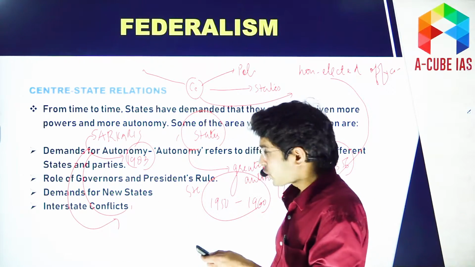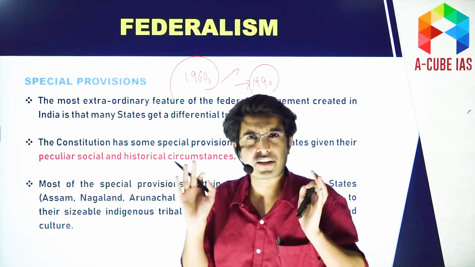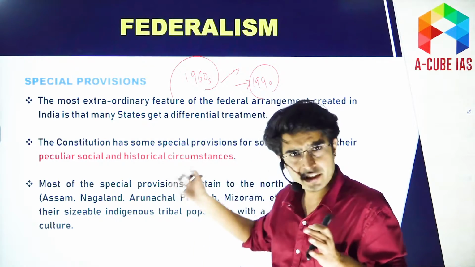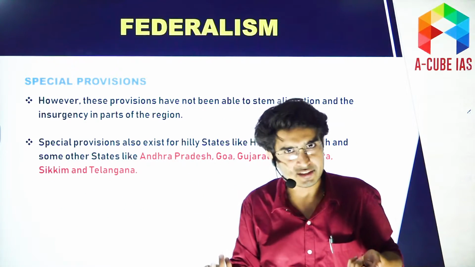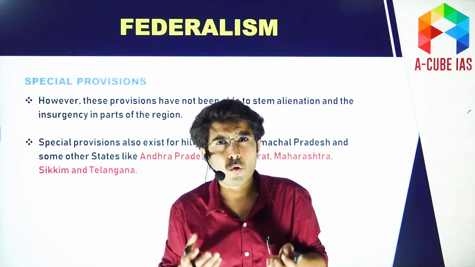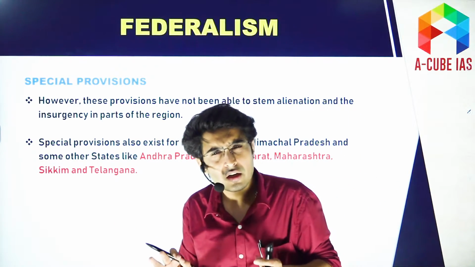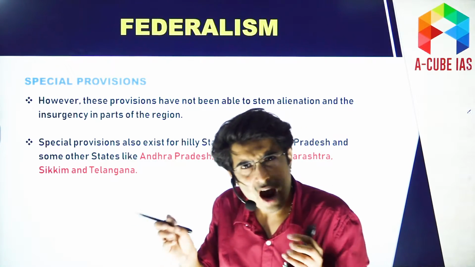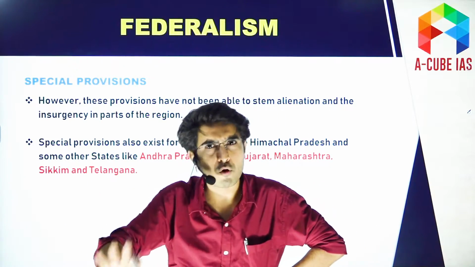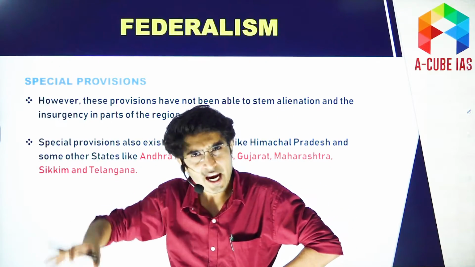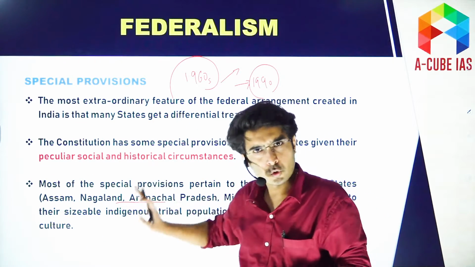Now let's talk about the special provisions. Some states have special status. Northeastern states have special status, and hilly states also have special status. In fact, Jammu and Kashmir also had special status. Generally, states, because of their social and historical circumstances, have been provided with special status. Northeastern states have tribal population, and so do hilly states. All these states have been provided with special status. I have provided the names as well. You can go through the slides.